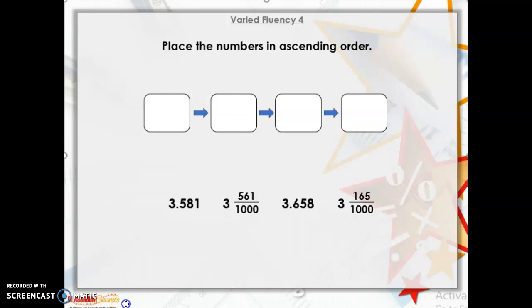Place these numbers in ascending order. So we're going up. All right? Changing these, don't make it harder than it is. You've got 561 thousandths. So that is simply 3.561. Okay? You can do this one for yourself and then put them in ascending order. Can you stop the video, please?